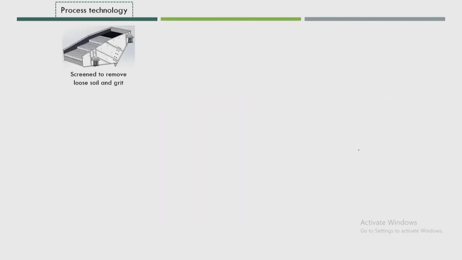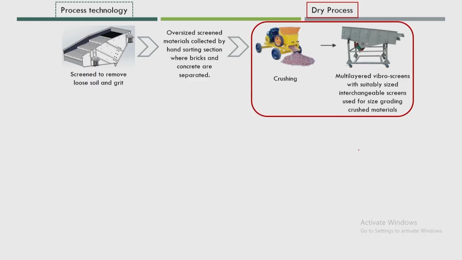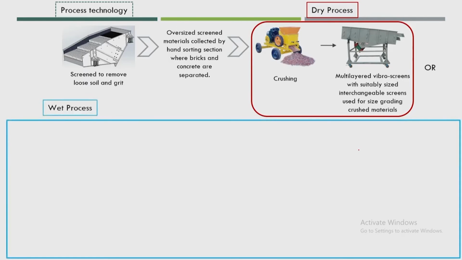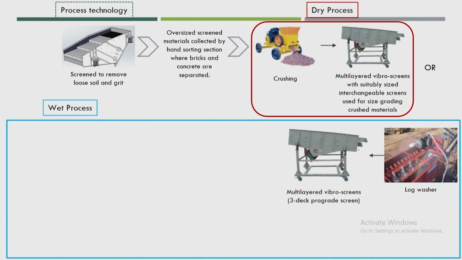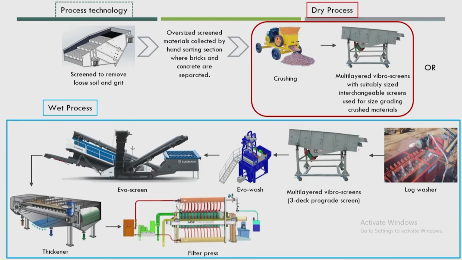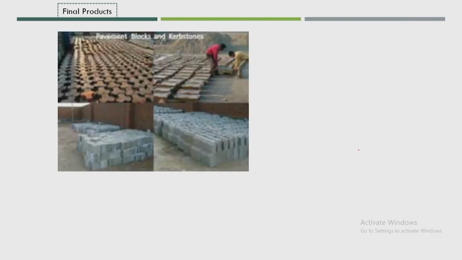The process technology was screening to remove the loose soil and grit and oversized material, and the materials should get crushed properly and screened under the dry process. In the wet process, a log washer is followed by a multi-layered screen and again a wash, and finally we can come up with a filter press, and the proper product will come up. You can see here, this is one product they came up with, the brick from the C&D waste.